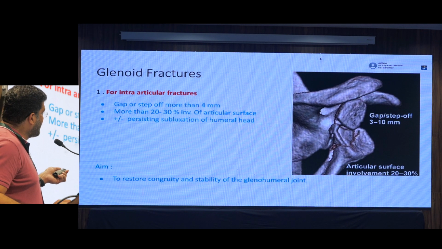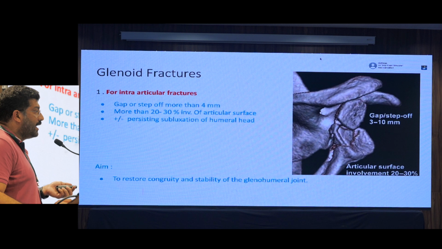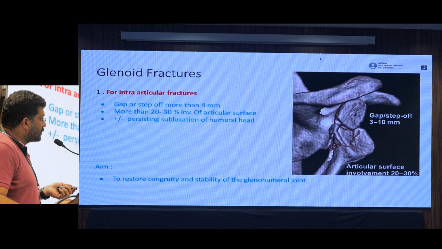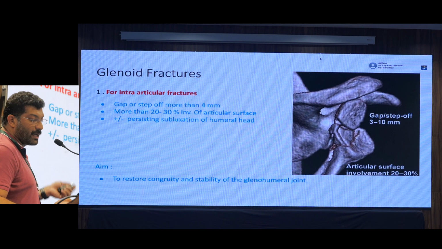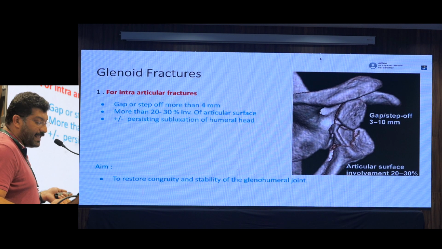So any displacement of more than 4 mm in the articular surface of the glenoid, it's better to reduce it anatomically and fix it. Easiest method is to go to the shoulder joint arthroscopically, and with C-arm assisted you can put 1 or 2 screws. 2 screws are ideal, and fix it.